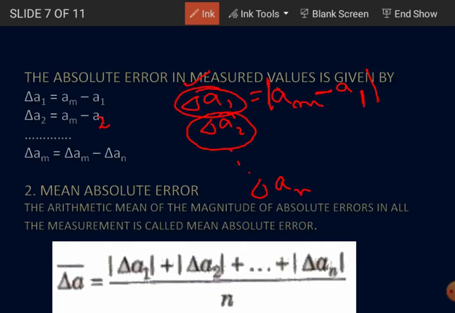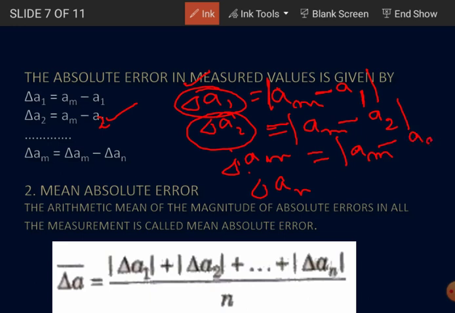Absolute error in the second measurement will be equal to what? The difference of the true value, which we have taken as A m, minus A2. Okay, that means the second measured value is A2. Likewise, for the third measurement, the absolute error in the third measurement will be the difference of the true value, which is considered as the mean of observations, minus the third measured value.